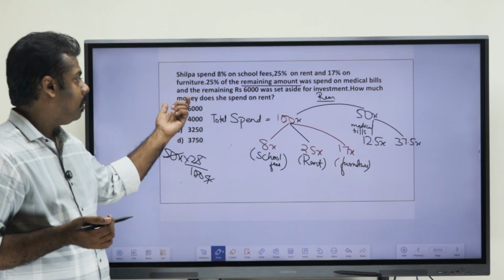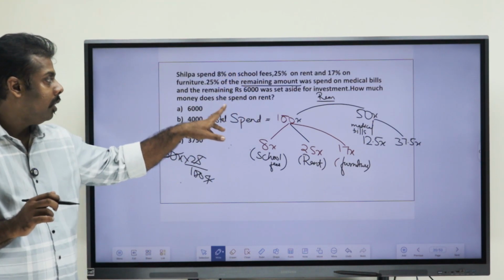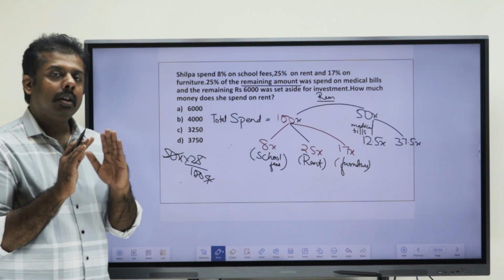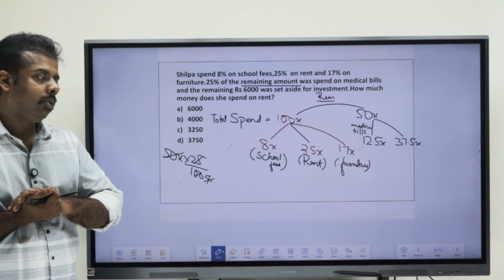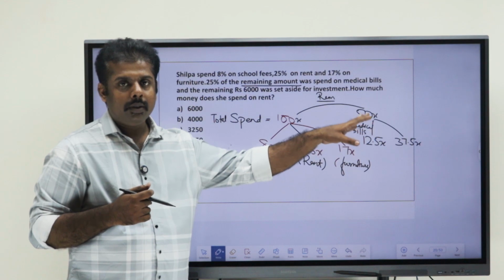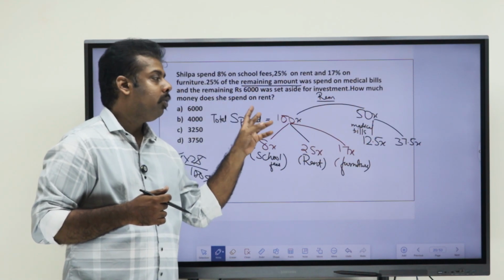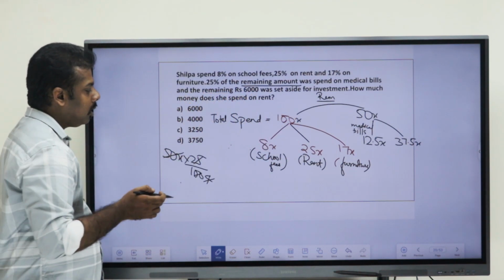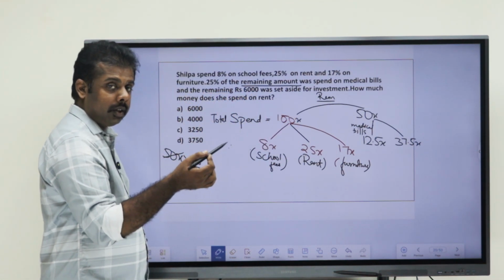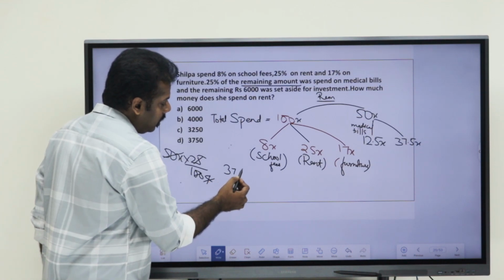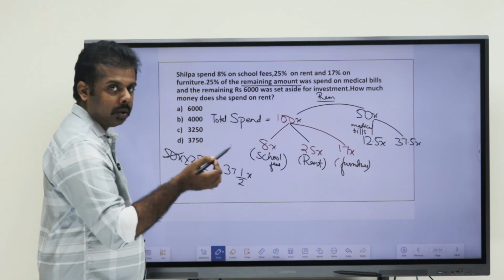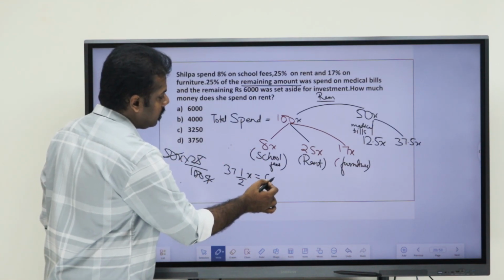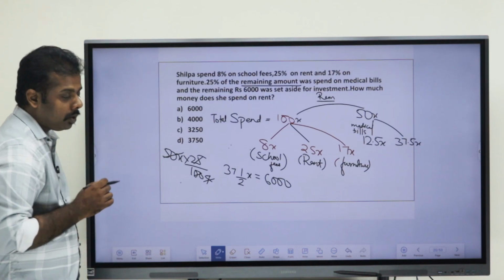They have told in the last part that the remaining amount, rupees 6,000, was set aside for investment. So we have got that value as 37.5x and the actual value they have told is 6,000. Now we can compare both values. 37.5x we can write as 37 1 by 2x as well, both are the same. So we know that this value is 6,000. Now from this you can find the value of x.